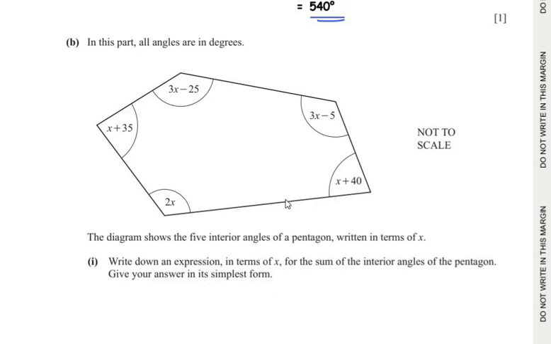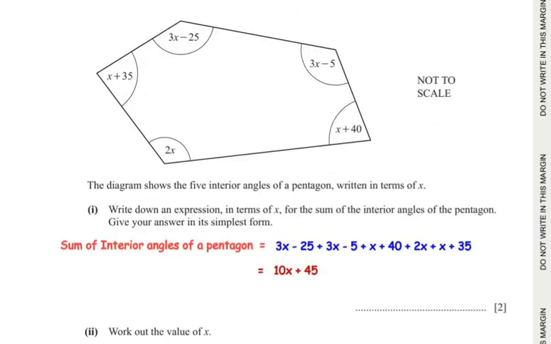Now here we have been given a pentagon whose angles are given in terms of x. We need to find out the sum of all the interior angles of this pentagon. Since we are talking about the sum, we have to add all these angles given to us. So here we have written: sum of interior angles of a pentagon is equal to, now let us start with this angle, that is 3x minus 25 plus 3x minus 5 plus x plus 40 plus 2x plus x plus 35.